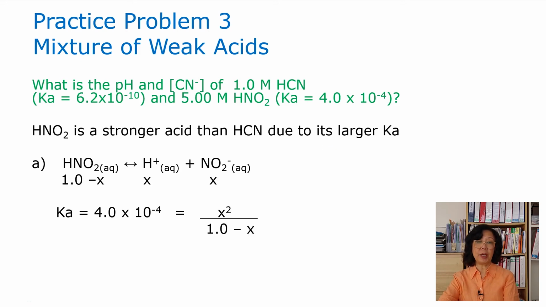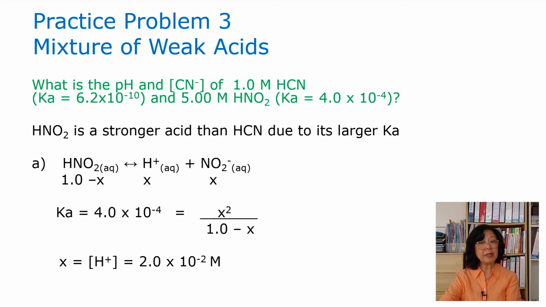Using X being the change, starting with 1 molar, we can calculate the Ka value to be 4.0 times 10 to the minus 4, and then the X, which is the hydrogen ion concentration, 2.0 times 10 to the minus 2 molar. So remember, this is the hydrogen ion concentration from the stronger of the 2 weak acids, HNO2, 2.0 times 10 to the minus 2 molar.